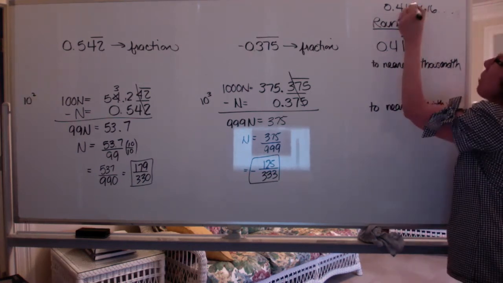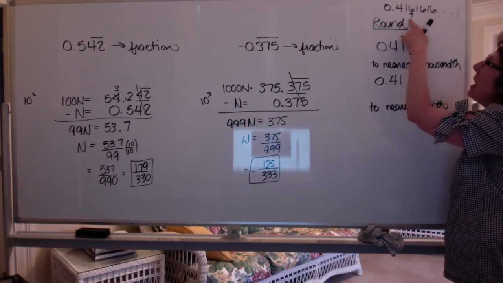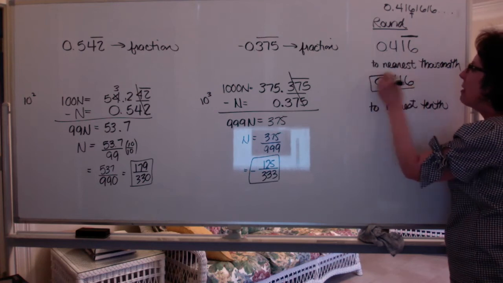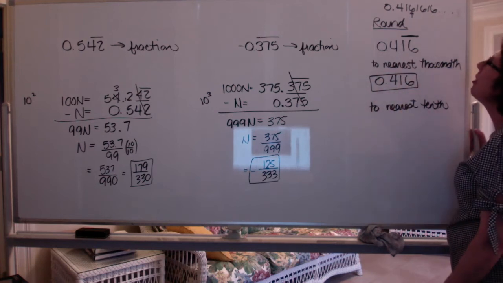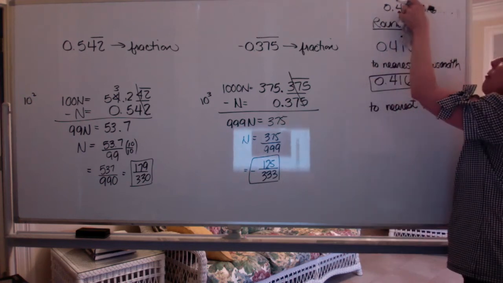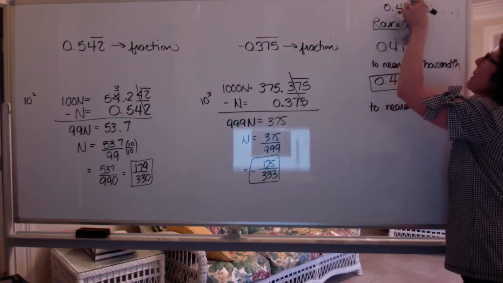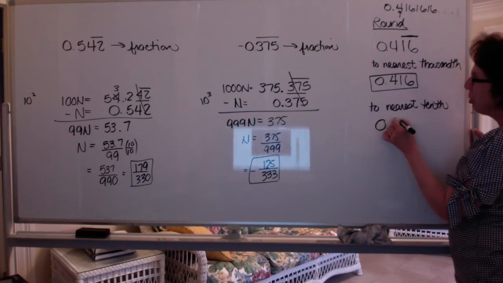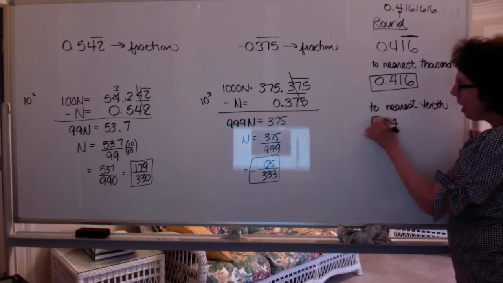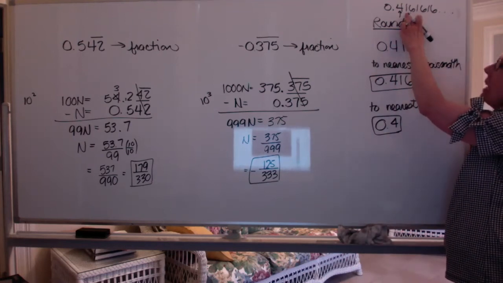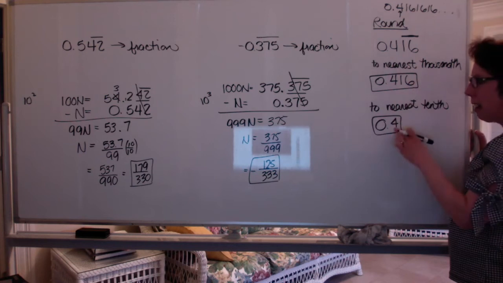And so I've got 0.41. Now, is that going to stay a 6 or go up to a 7? It's going to stay a 6 because the next digit is less than 5. And here it is rounded to the nearest thousandth. To the nearest tenth, I'm going to choose to round the 4, and the 4 is going to remain a 4 also. We're not going up on either one of those because the next digit is less than 5. Anything 5 or greater, I'm going to round up.